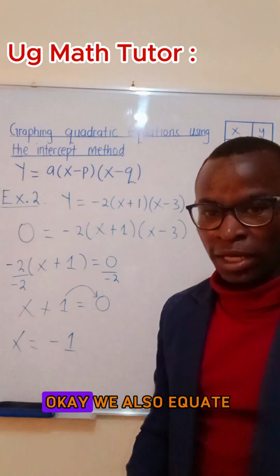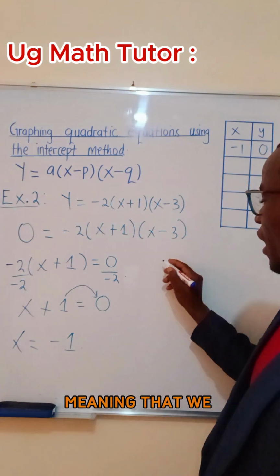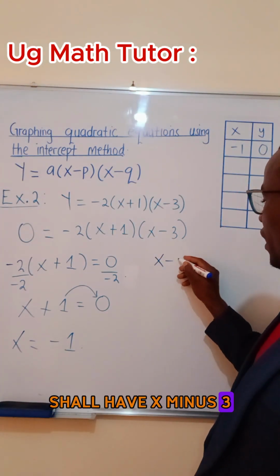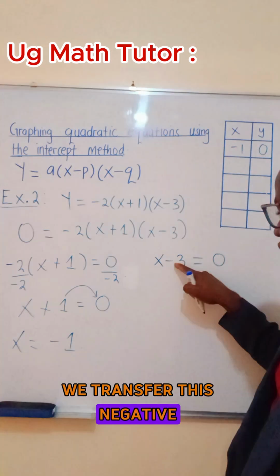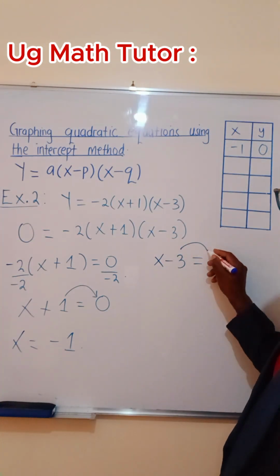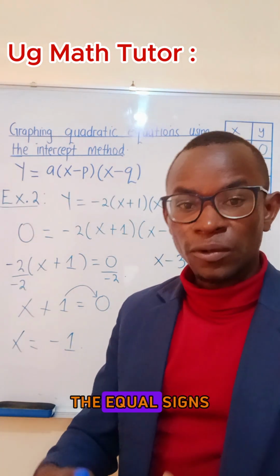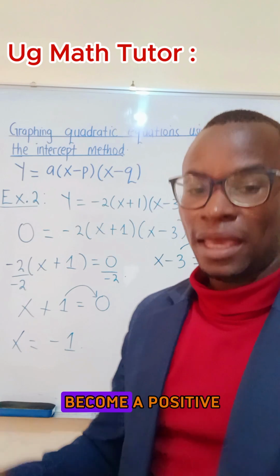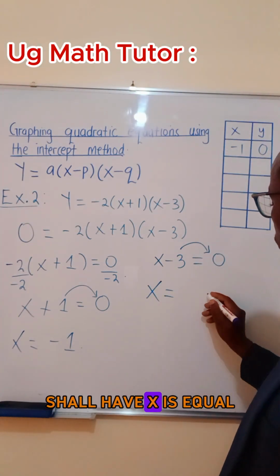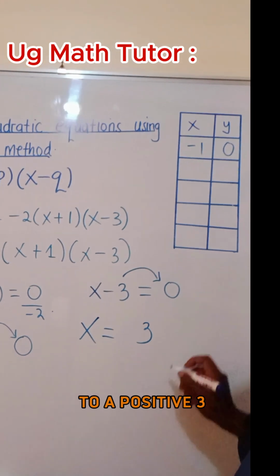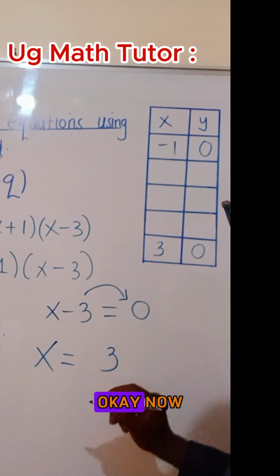We also equate this bracket to 0, meaning that we shall have x minus 3 equal to 0. We transfer this negative 3 to the right. Remember, the sign is negative, and when it crosses the equal sign, it is going to become a positive, implying that we shall have x is equal to a positive 3. So this is 3, and this is a 0, okay?